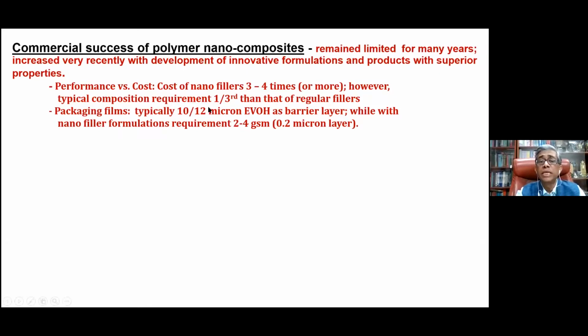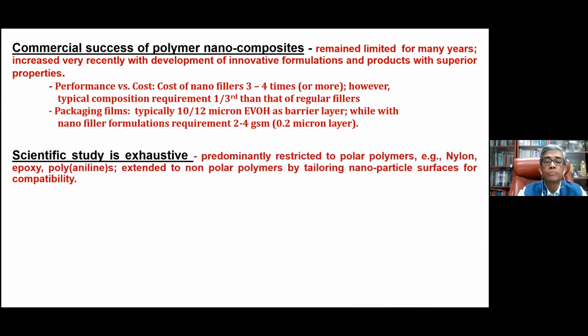Packaging film: I was saying that when an EVOH barrier layer needs 10 to 12 micron, if we use a nanofiller formulation, you need just 2 to 4 GSM, which can be converted into a 0.2 micron layer. So you can see, 200 nanometer layer, and that reduces the requirement, that reduces the cost.